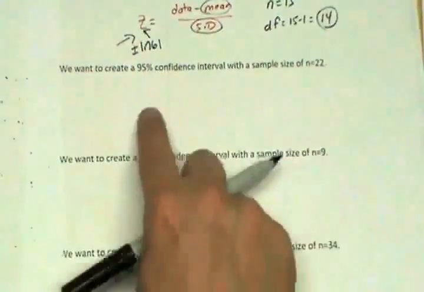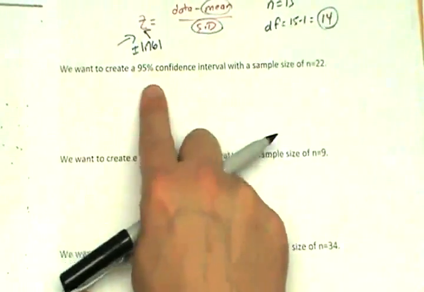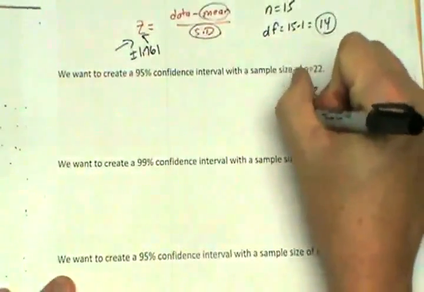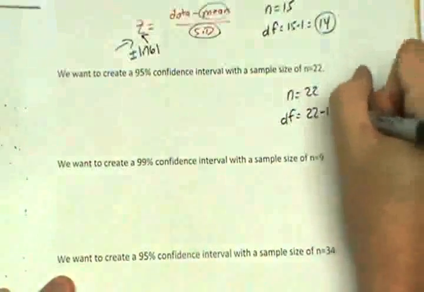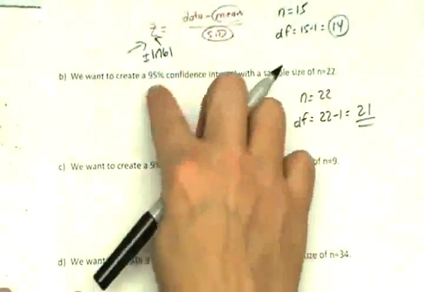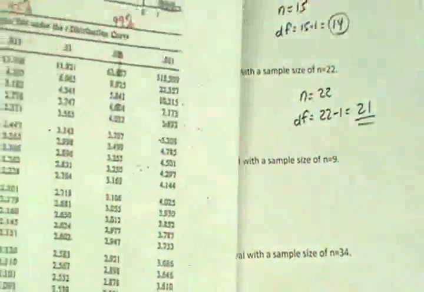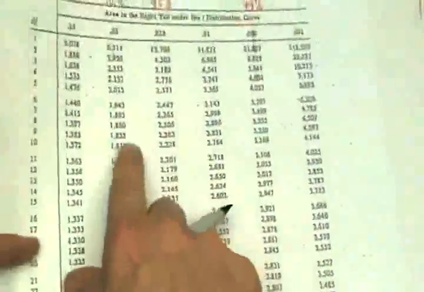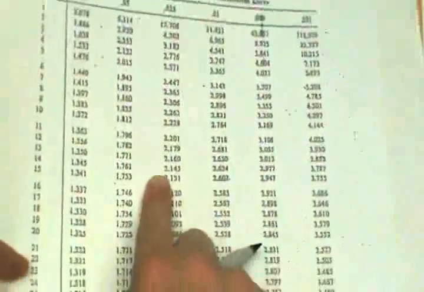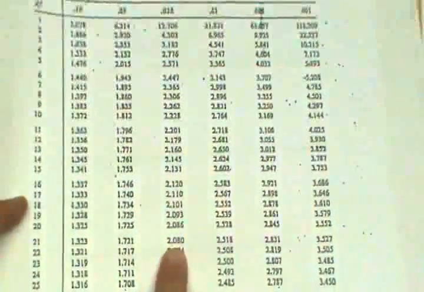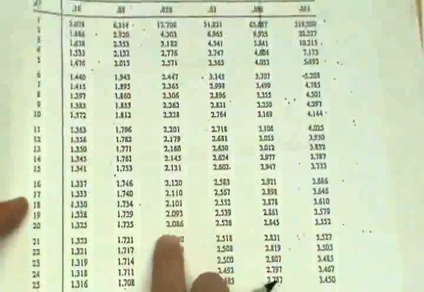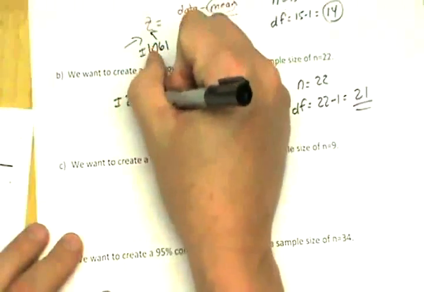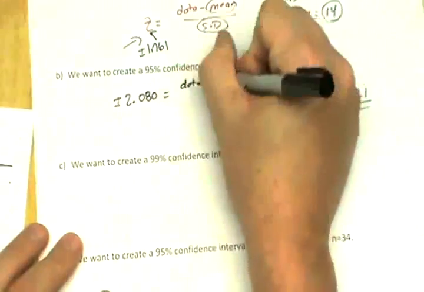If we have another situation, we would like to create a 95% confidence interval, and the sample size is 22. Then the degrees of freedom is 1 less than that, which is 21. So we put our finger on 95% and go down to 21, scoot up just a little bit, and we're looking at 2.080. So we would have plus and minus 2.080, and then we would continue with this.